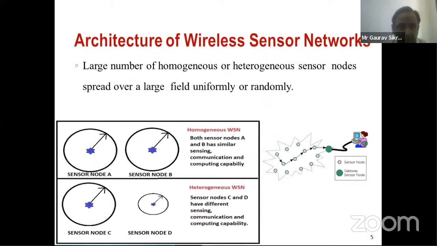process that information. Architecture of wireless sensor network: it could have heterogeneous or homogeneous sensor nodes. Homogeneous means they have the same type of environment, or they could have the same type of coverage area. But in the case of heterogeneous, they have different coverage areas. One sensor node could have a better coverage area, another sensor node can have a lower coverage area.